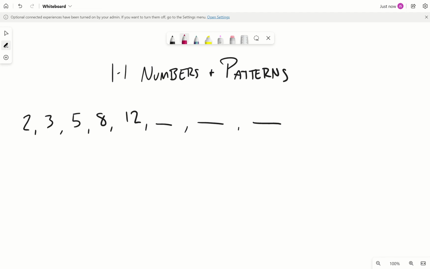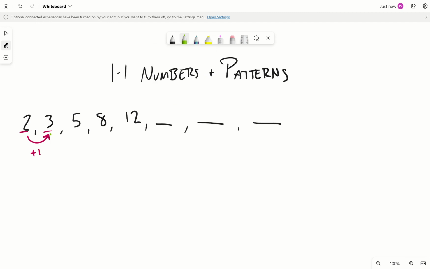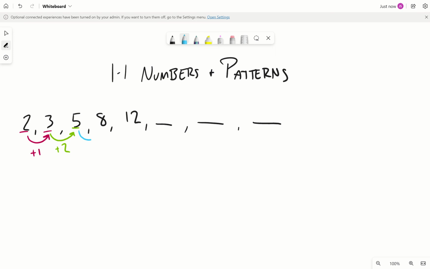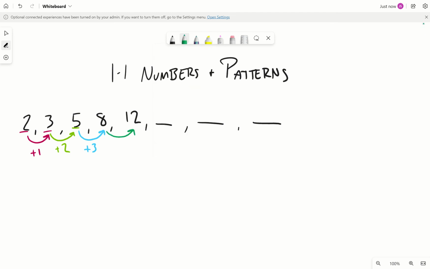So, how do I get from 2 to 3? Well, here I'm going to add 1. We all know that. 2 plus 1 equals 3. Great. Let's move on to the next one and see what happens here. Well, from 3 to 5, I'm going to add 2. 3 plus 2 is 5. From 5 to 8, I'm going to add 3. 5 plus 3 is 8. From 8 to 12, I'm going to add 4.